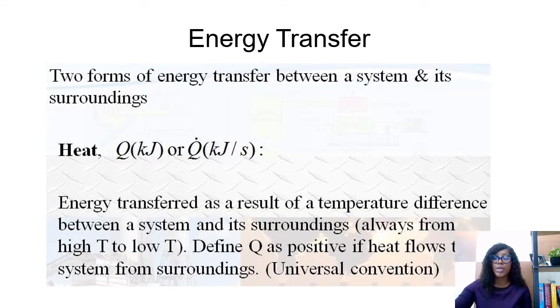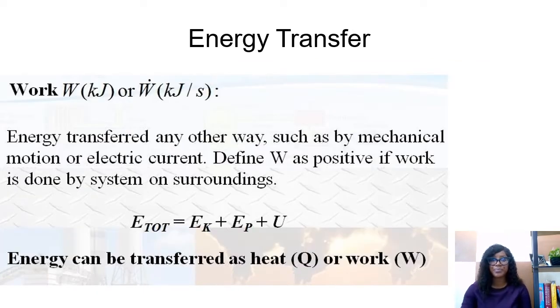So in order to calculate it, we have to realize that there are two forms of energy transfer between a system and its surroundings. The first one is heat. For heat, we use the variable Q, where the unit would be kilojoules, or we use Q dot, and of course the Q dot would suggest a rate, which is kilojoules per second. Of course, heat is energy transferred as a result of a temperature difference between the system and the surroundings.